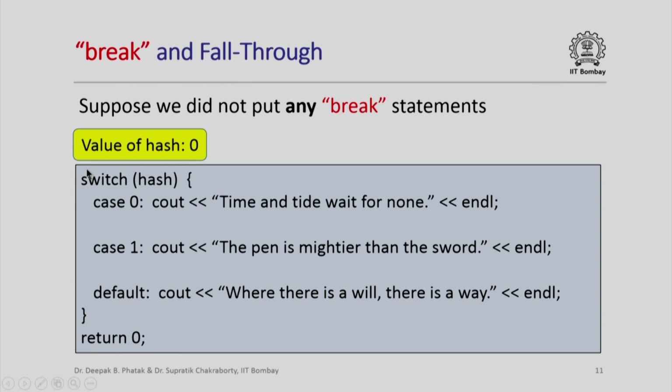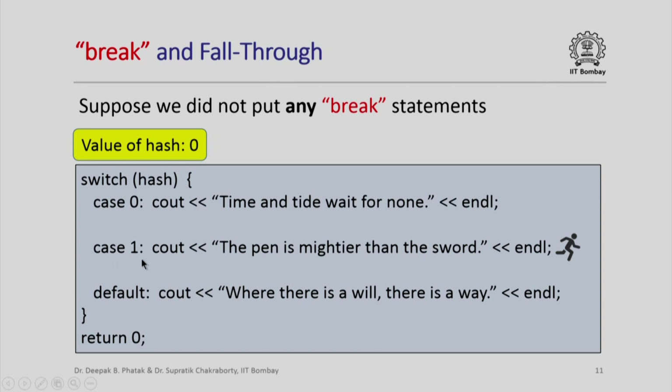Suppose I have now reached this point of the program as I am executing it, and let us say the value of hash is 0. How would control flow through the program? The computer would first execute this statement denoted by this running icon. The value of hash is 0, so it will execute whatever the executable statement for case 0 is. So it will print out the first message. After that, in the absence of the break statement, it will just fall through to the next executable statement, even if that statement corresponds to a different case.